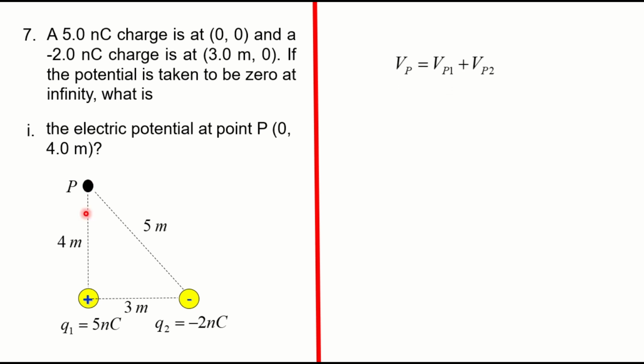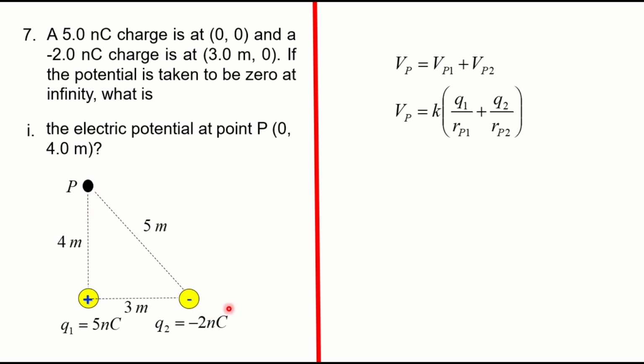Okay, so now we have two charges, so we have to find the electric potential for each charge. We can use the formula kQ over r. Since it's the same k, we can factorize out the k. So for VP1 is charge Q1 over the distance rP1, that means from P to Q1. And Q2 is charge Q2, and r is the distance between P and charge 2.